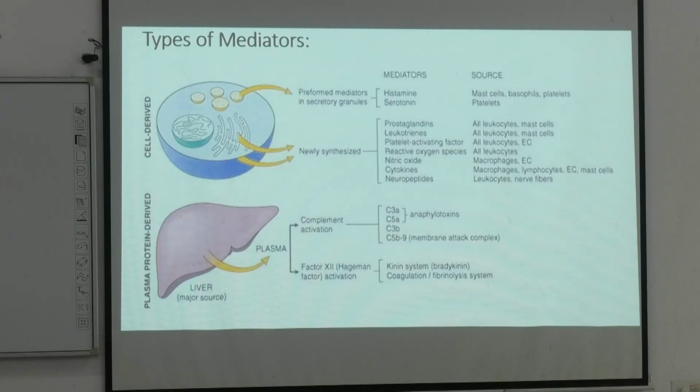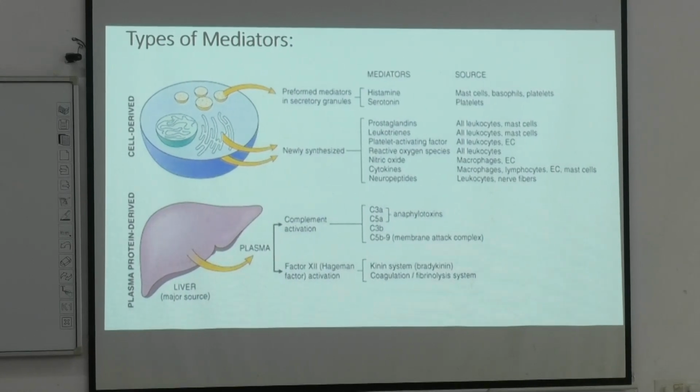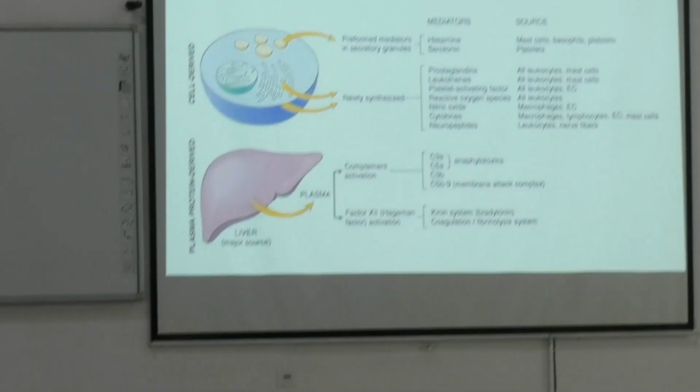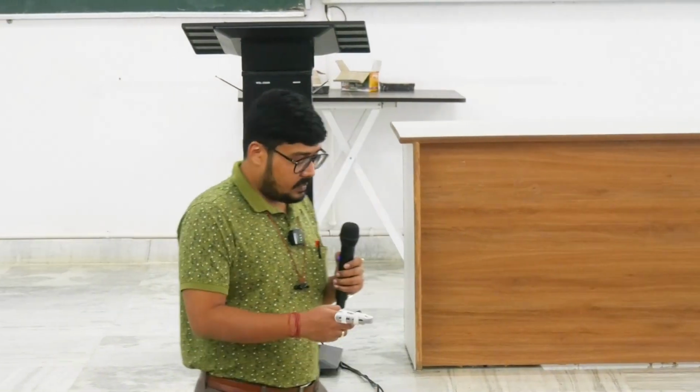So the mediators derived from the cell are subclassified into two categories. One is released from preformed granules. The list of cell-derived mediators is longer than that of plasma-derived mediators, and the sources of cell-derived mediators are mast cells, the source of histamine and serotonin, platelets, etc. One by one we will describe the functions of individual mediators and their effects.